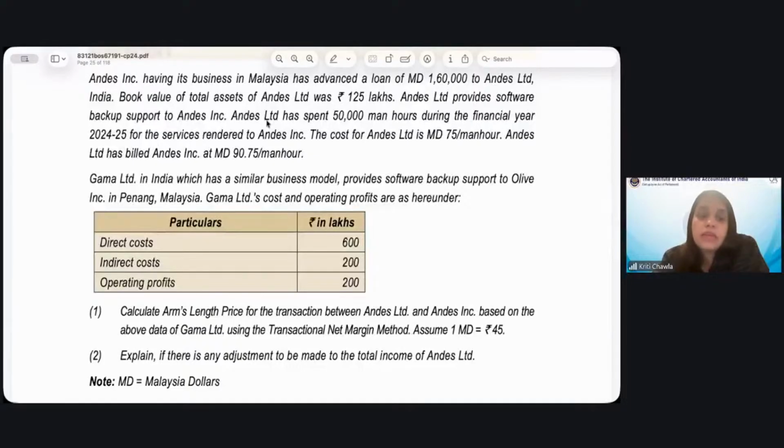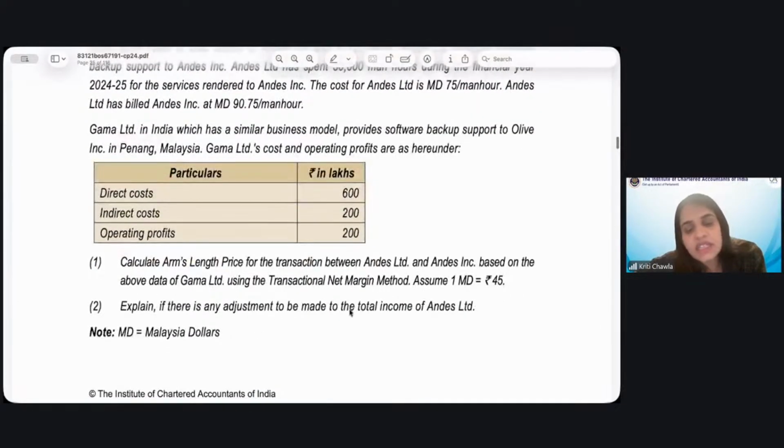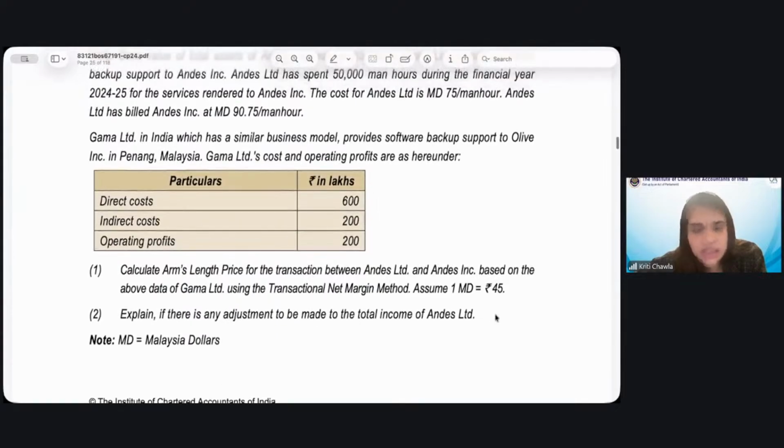Now, there is also Gamma Limited in India, which has a similar business model. It provides software backup support to Olive Incorporation in Malaysia. Gamma Limited's cost and operating profits are given. So they have actually given you direct cost, indirect cost, and operating profits. Calculate arm's length price for the transaction between Andes Limited and Andes Incorporation based on the above data of Gamma Limited using TNMM. Explain if there is any adjustment to be made to the total income of Andes Limited. Now, this question has specifically mentioned that the method they want you to use is the TNMM method.